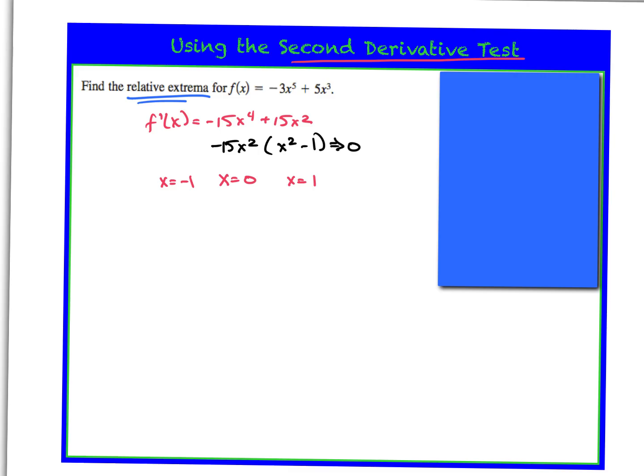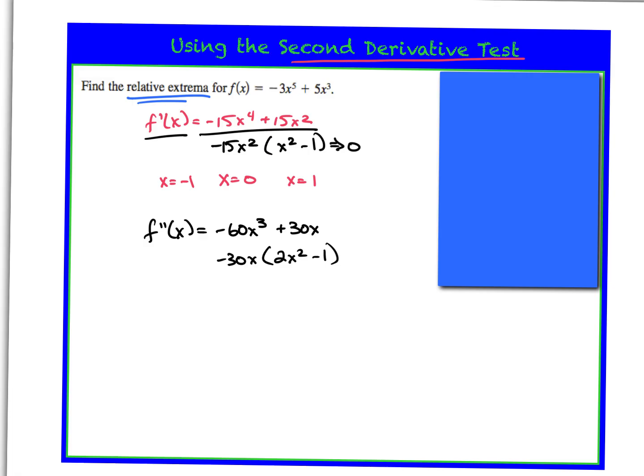So I'm going to get to my second derivative. So I'm going to look here, and I'm going to take a second derivative. So f double prime is equal to what? Negative 60x cubed, and then plus 30x. All right. And so if I were to simplify this one, I would factor out a negative 30x. And then I'd be left with a 2x squared minus 1. And I don't need to set that equal to 0 because I don't need to find my points of inflection.